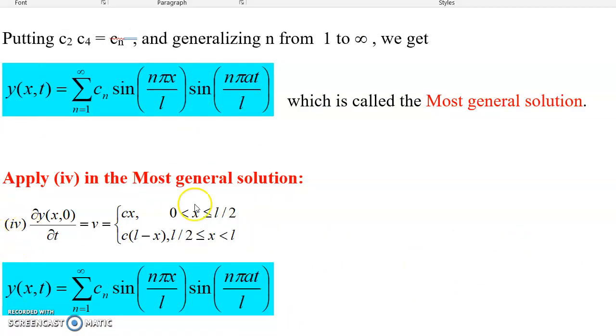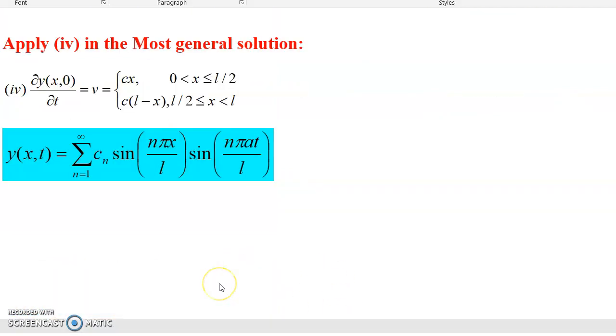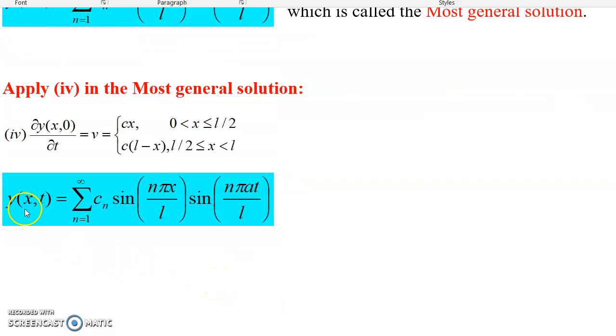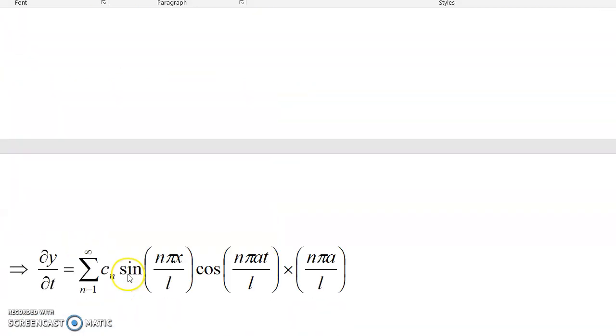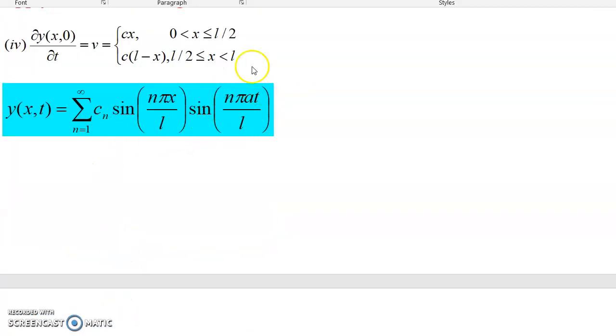Now let us apply the last boundary condition, which is pending, in this most general solution, because once we have generalized, this is the current updated solution. Here we have to apply the last boundary condition, dou y by dou t at x equal to 0 equals v. Now dou y by dou t we need. This is only y. So what is dou y by dou t? Differentiating y with respect to t. When we differentiate y with respect to t, don't touch the x term. Just differentiate the t term.